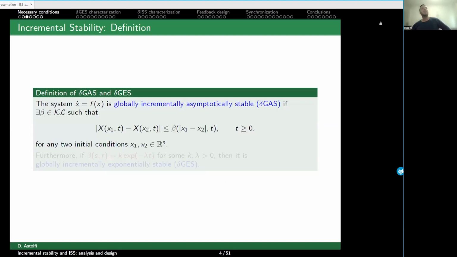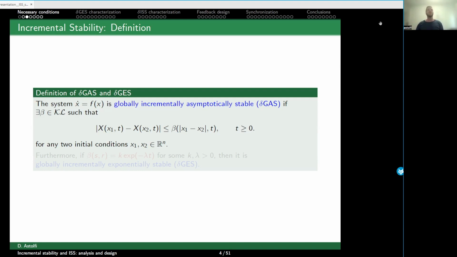Okay. So given an autonomous system described by an ODE x dot is equal to f of x, we say that this dynamical system is globally incrementally asymptotically stable, in short delta GAS, if we can find a class KL function beta such that when we take the difference between two trajectories originating from two different initial conditions x1, x2, this difference is bounded by the class KL function, in which we recognize in the arguments the difference with respect to the initial condition. So basically, this condition means that whatever way we initialize the system, any two trajectories of the dynamical system will converge to each other as time goes on.